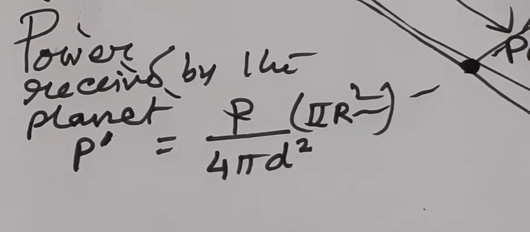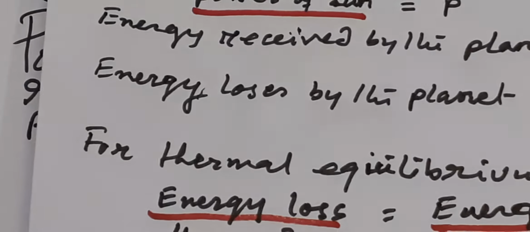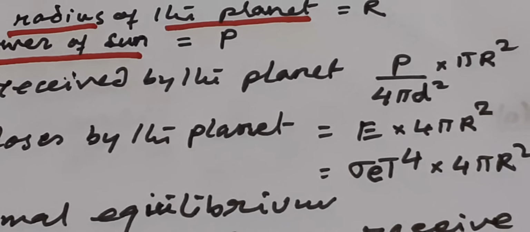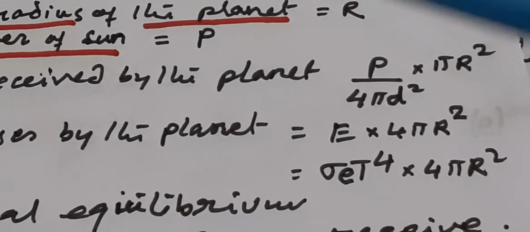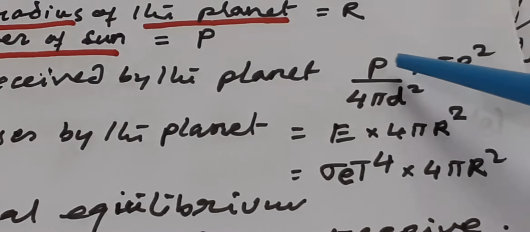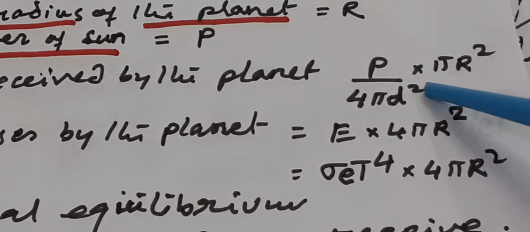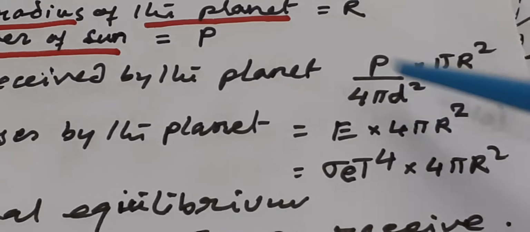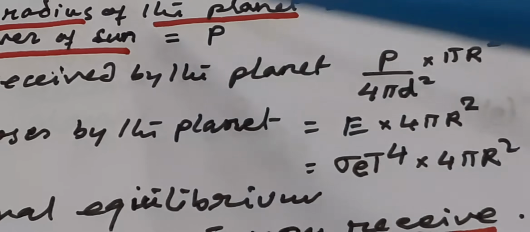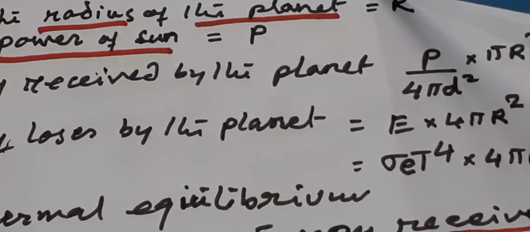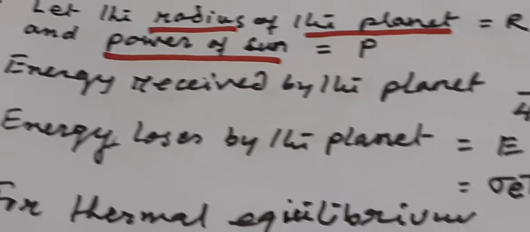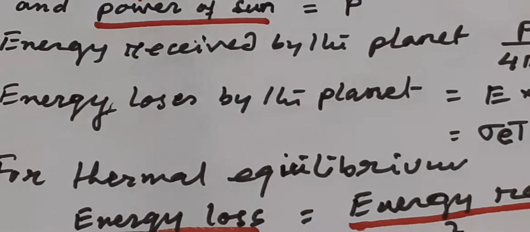This type of expression will be available. Now see how we can solve this job. As it is understood, part of the energy, that is P divided by 4 pi d square into pi r square amount of power, is received by the planet. And what happens to the planet? The planet radiates out energy losses.